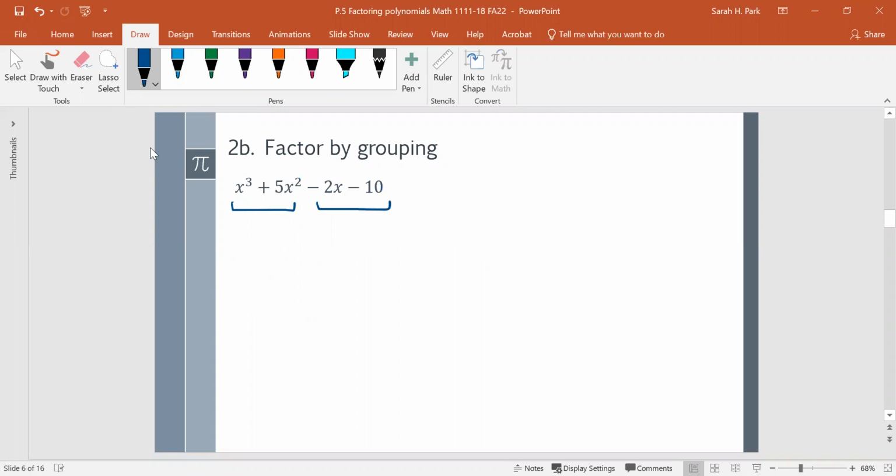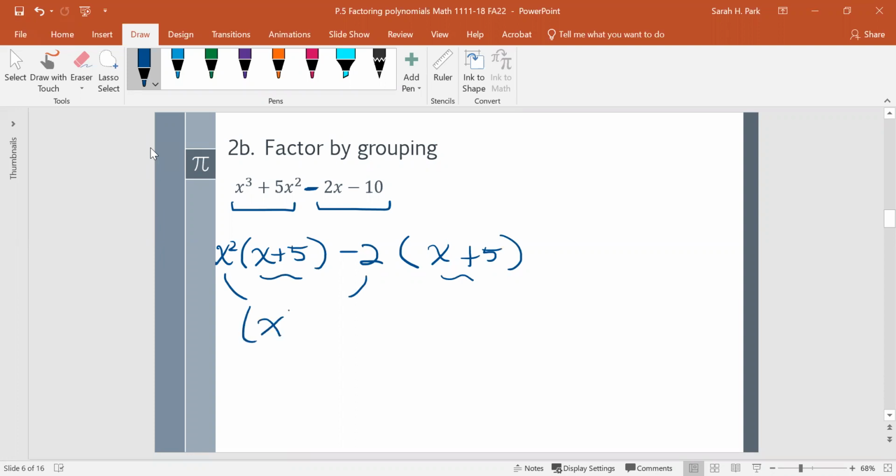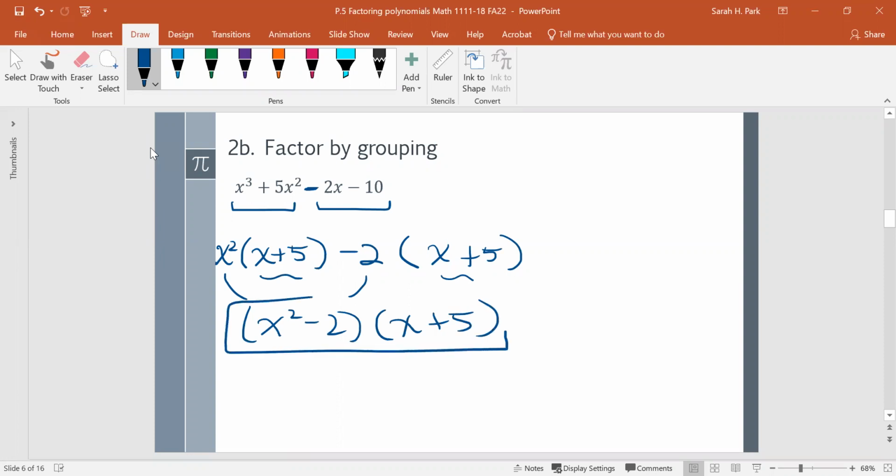So grouping the first two and the second two, x to the third plus 5x squared, we can factor out an x squared term, leaving us with x plus 5. Then negative 2x and negative 10. When there's a negative, you always want to factor out the negative. Factor out negative 2: dividing negative 2x by negative 2 is positive x. Negative 10 divided by negative 2 is positive 5. All right, again, it's the same, so we put x squared minus 2 in one set of parentheses, and x plus 5 in the other. And you can check your factors by using the FOIL process and checking to see if you get the original problem back.